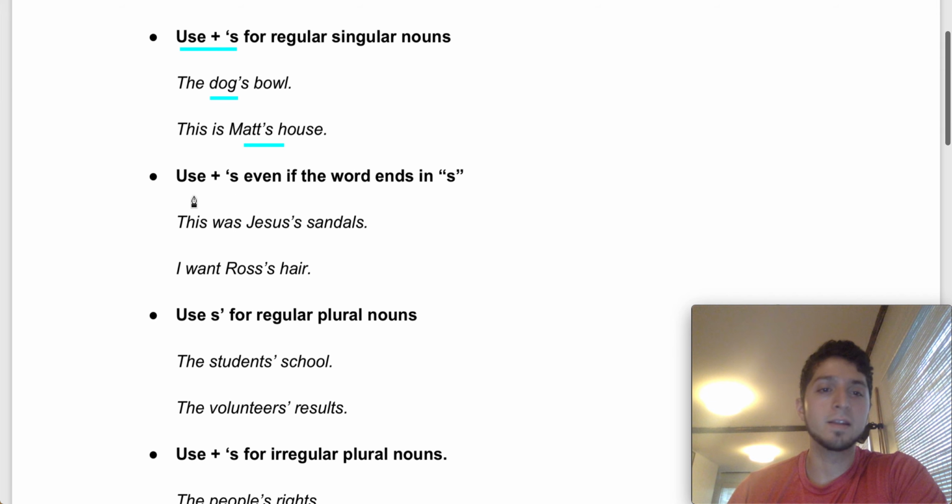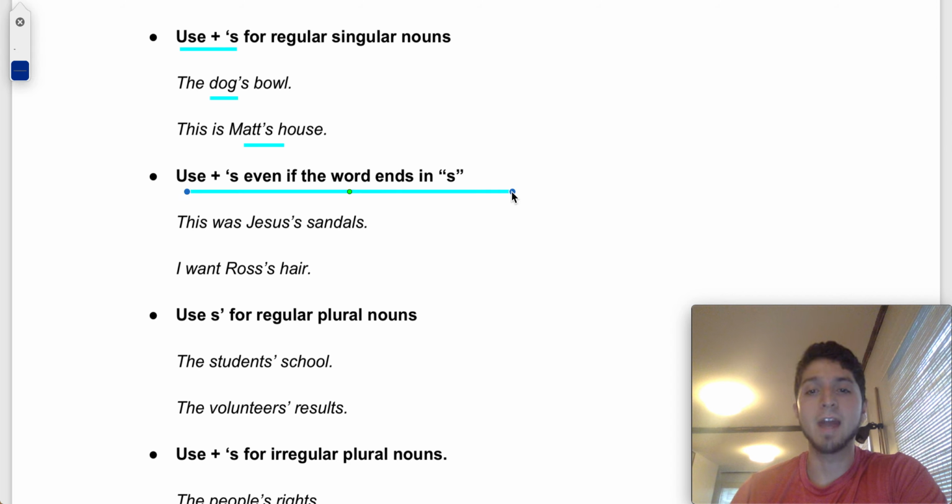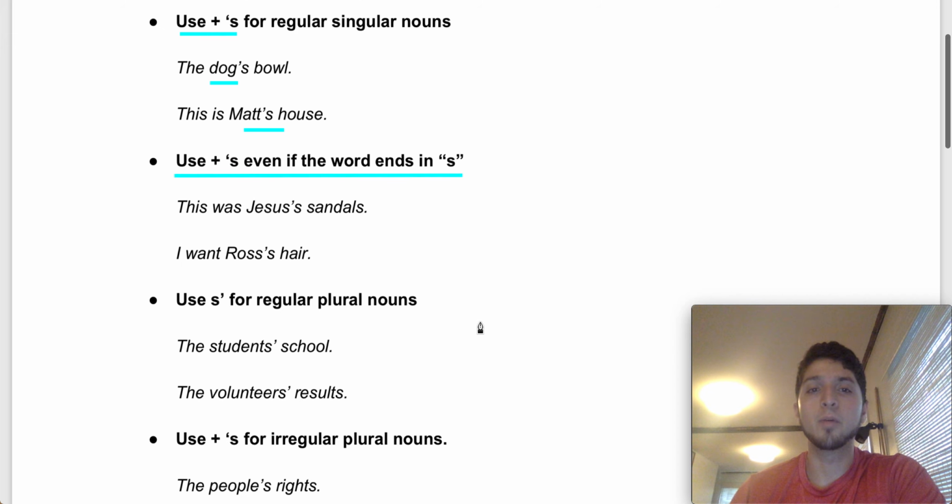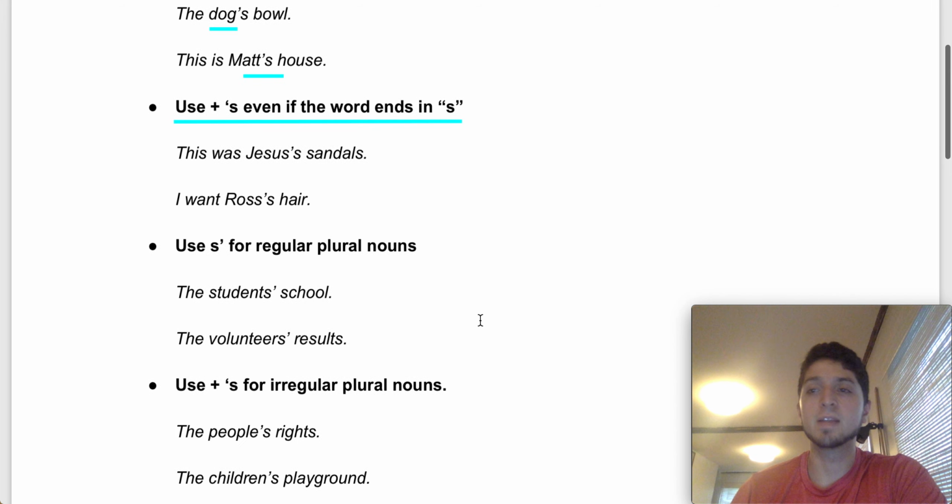Then the second rule is to use apostrophe S even if the word ends in S. I haven't actually seen this being tested on the SAT, but it's important to know because you never know what they might come up with in the future. If you have a regular singular noun that ends in S, don't just put an apostrophe after the S. Instead, put apostrophe S after the final S.